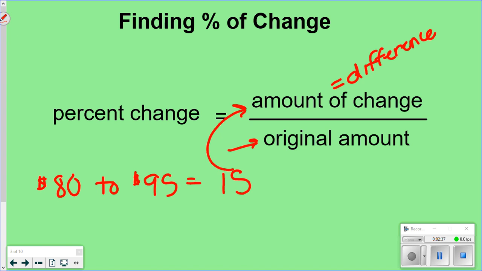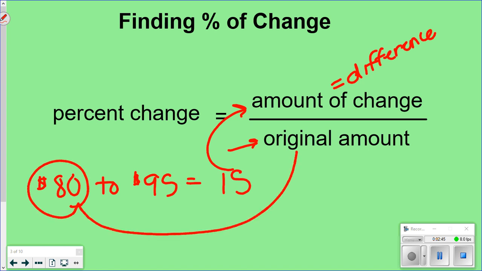And my original amount is always the first amount that I saw. What was the first thing that I saw that this was worth? So in this case, $80 would be the original amount. You would take those two things, 15 because that's the difference, and the original, and it would look like a division problem. You would take 15 divided by 80 on your calculator, and you would get 0.1875.